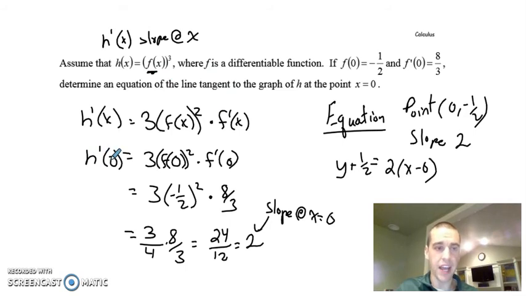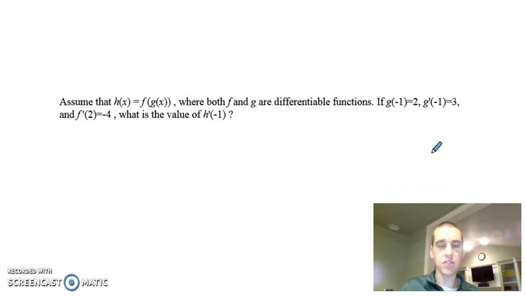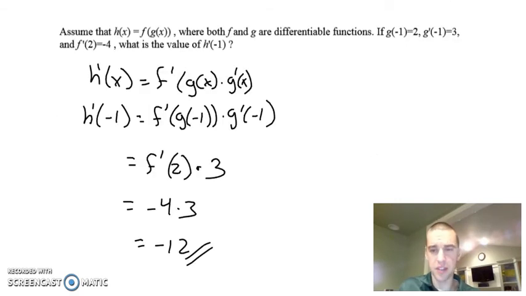Find the derivative at x equals 0. Plug in 0 wherever you see it. Use the information given, which is right here, to plug in. You get h prime of 0 to equal 2. That is your slope. And then you have your point and slope, and you get your equation. You can try this one if you want. You can pause it. I'm not going to explain it though, but I will get you the answer. And there's the answer to the next problem.